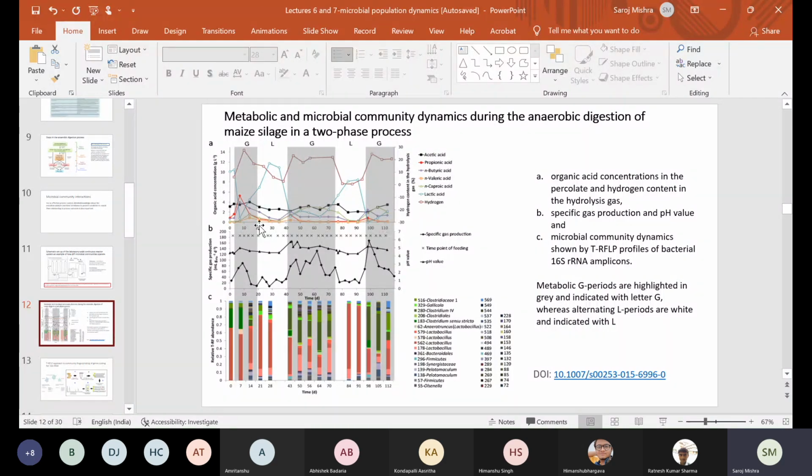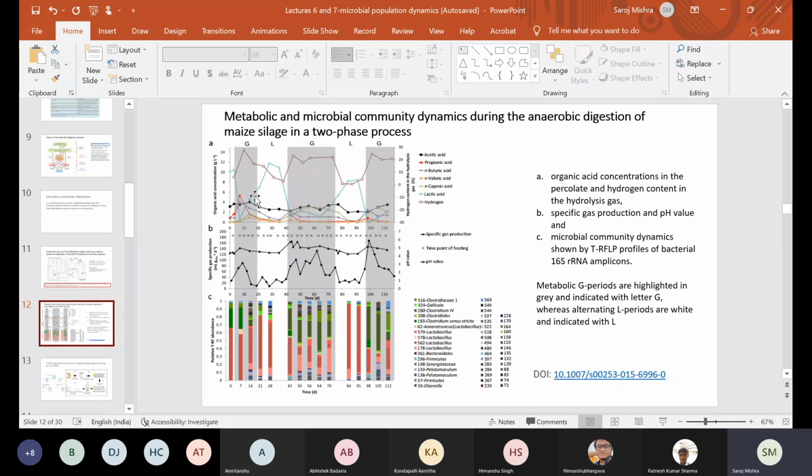Okay, now what you see here is that the time you are looking at is 110 days, as you see down here, the time is in days. So over a period of 110 days that you are monitoring the fermenter performance, there are two distinct phases which have been listed here. One is the G phase and the other is the L phase. G phase is the gas production, which is actually the hydrogen gas which is being formed. L is the lactic acid production.